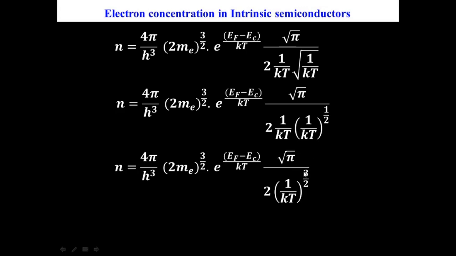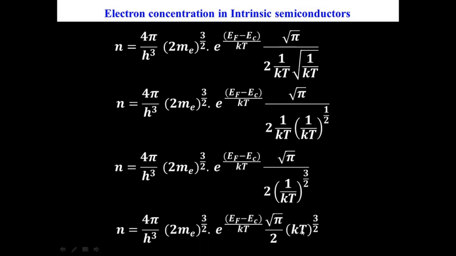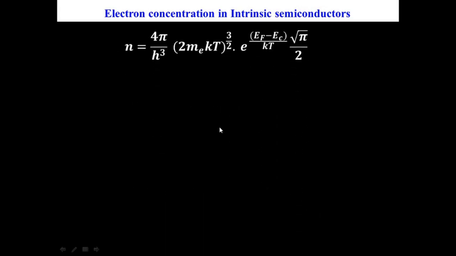When we bring this term to the numerator, it will be kT to the power 3 by 2, reversed. Now this is 2 pi 2 m e to the power 3 by 2, and here is kT to the power 3 by 2. So we can put kT inside this bracket, 2 m e kT to the power 3 by 2, because the powers are the same, according to the rule of mathematics.